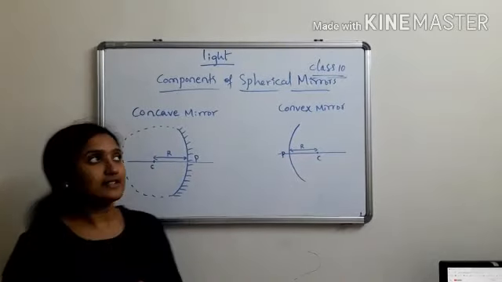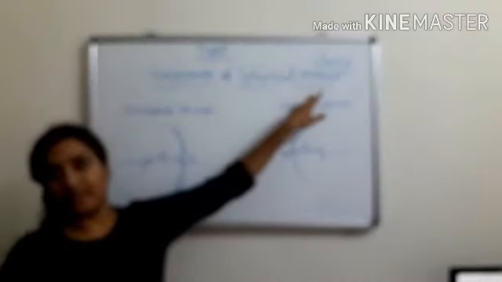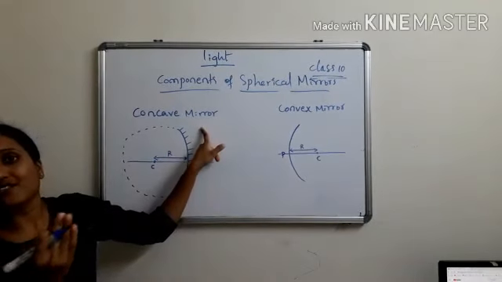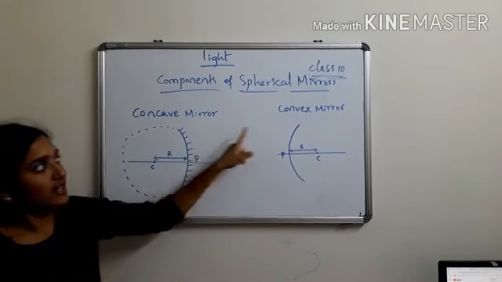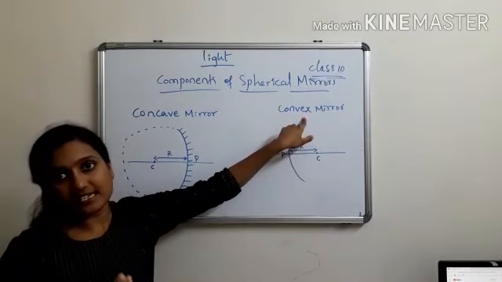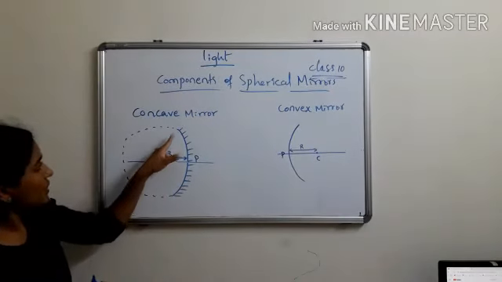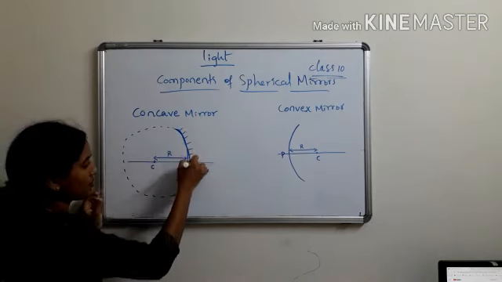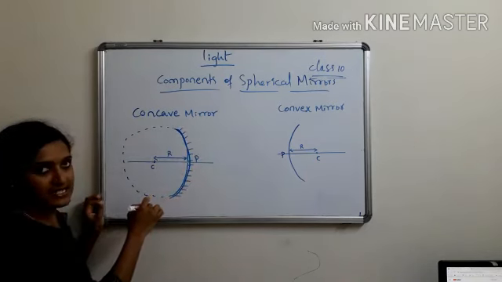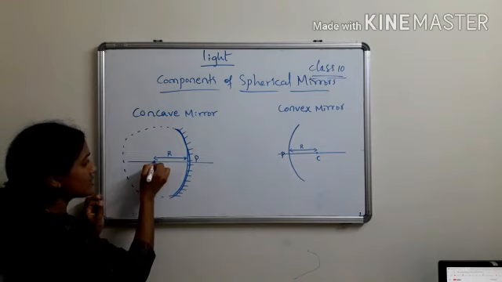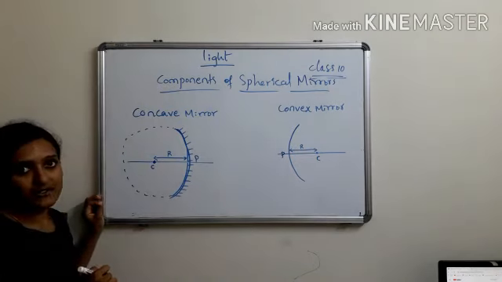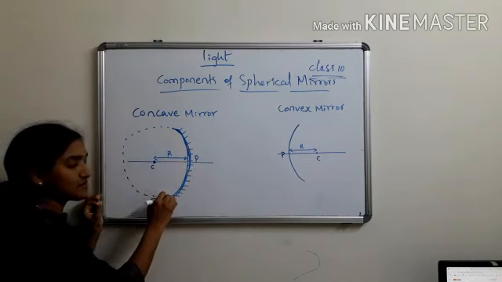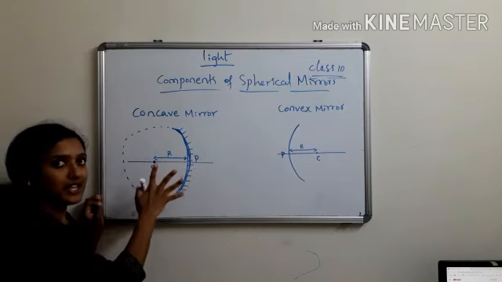Okay, now let's look at the components of spherical mirrors. In the concave mirror, the reflection will be on the inside. In the convex mirror, the reflection is outside. Look here, this is a concave mirror. The reflection will happen inside. So this is the center of curvature. This spherical curve, we will call it the curvature.